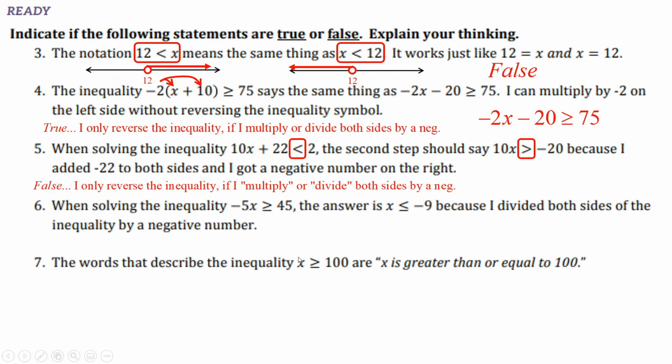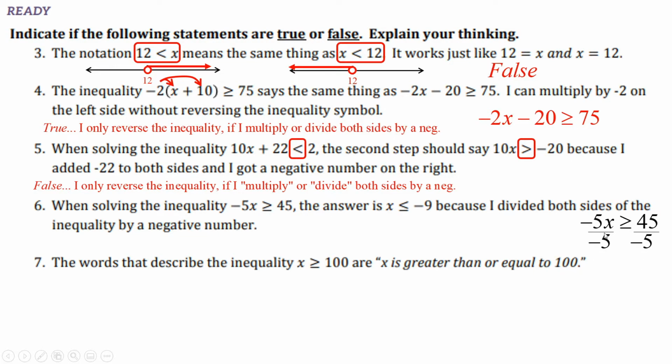Okay, number 6. When solving the inequality negative 5x is greater than 45, the answer is x is less than or equal to negative 9 because I divided both sides of the inequality by a negative number. All right. So again, what they are saying here is they did negative 5x is greater than or equal to 45, and then to undo this multiplication by negative 5, they divided both sides by negative 5.